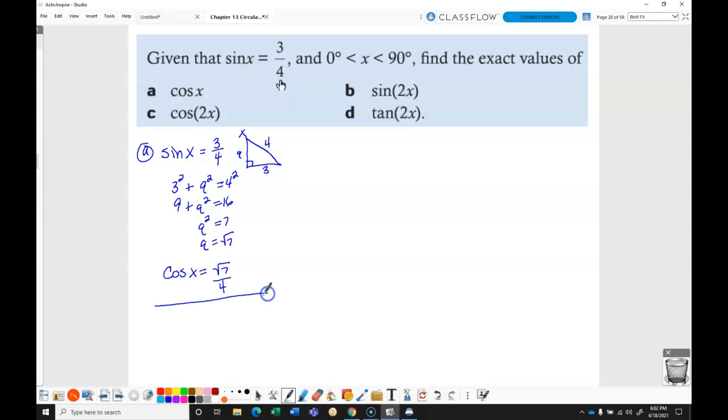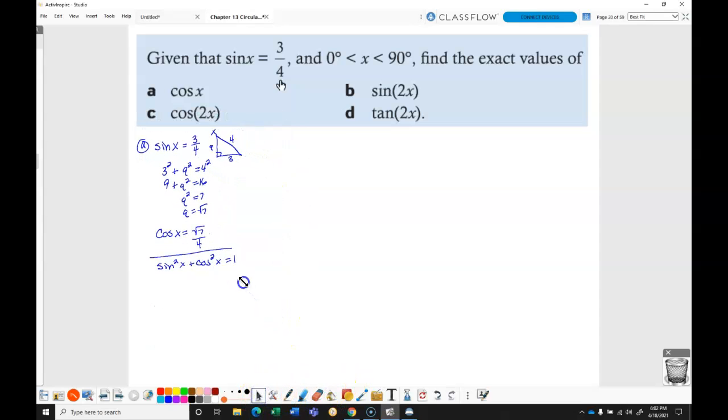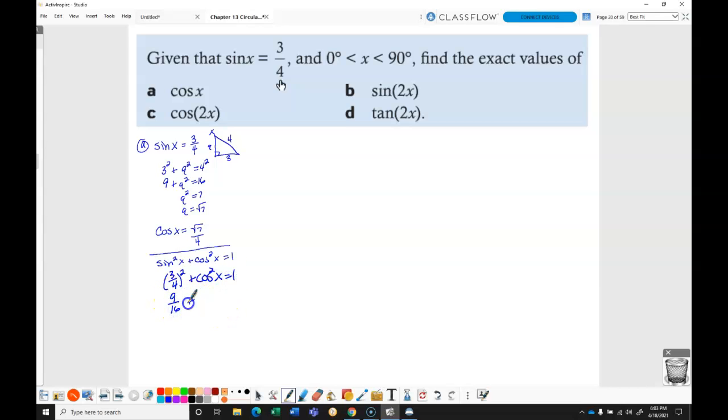Now, the way the book shows it, obviously, is going to be with the Pythagorean identity. It's saying that the sine squared of x plus the cosine squared of x equals 1. It's the same basic idea. It's just what we're comfortable with. And I'm more comfortable with the Pythagorean theorem and my right triangle trig. That's all. So they gave me the sine, so I'm going to put 3/4 squared plus cosine squared equals 1. So this is actually 9/16.